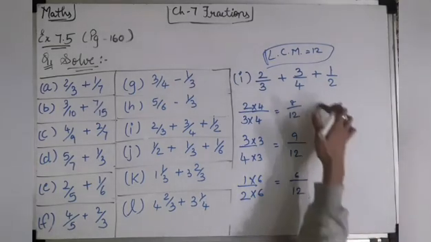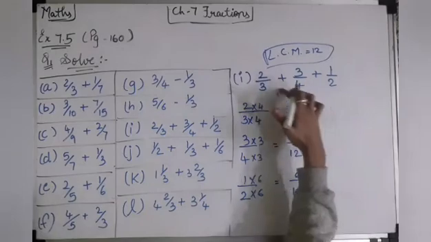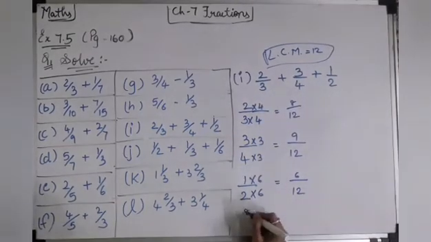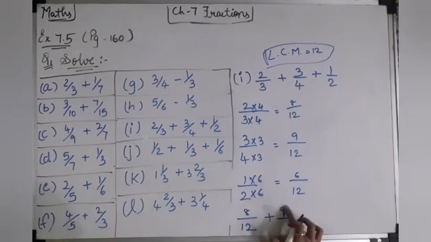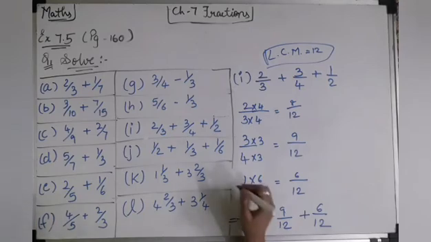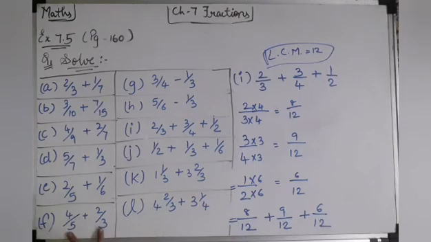Okay. So I will write all the 3 fractions together putting the sign addition. So 8 upon 12 plus 9 upon 12 plus 6 upon 12. Now we will do the addition as we were doing in the fractions when 2 fractions are given. Similarly, we will do when 3 fractions are given. Okay? So 8 plus 9. 8 plus 9 is 17.